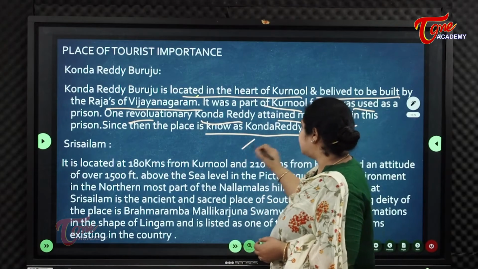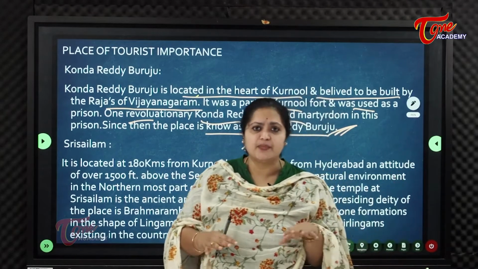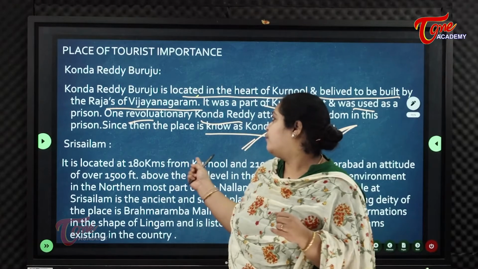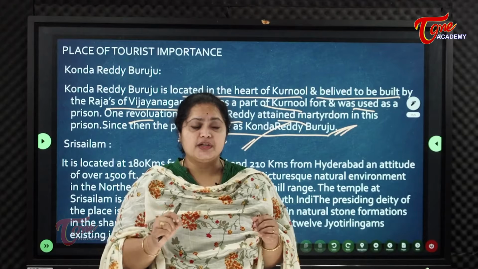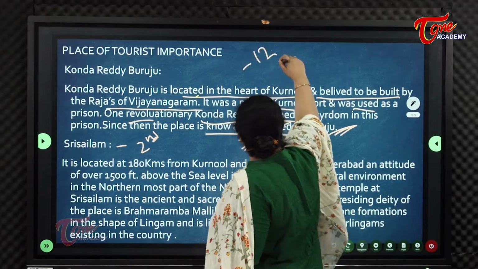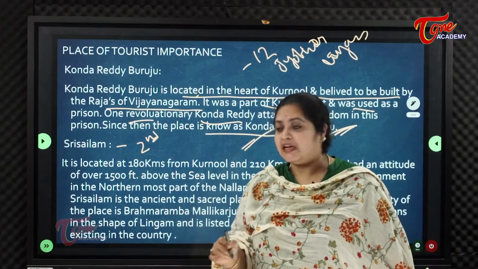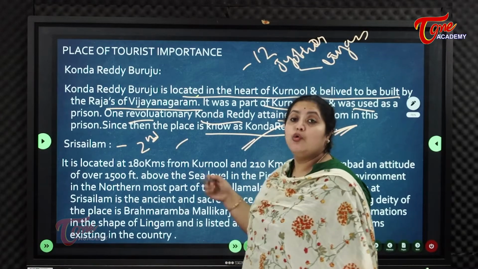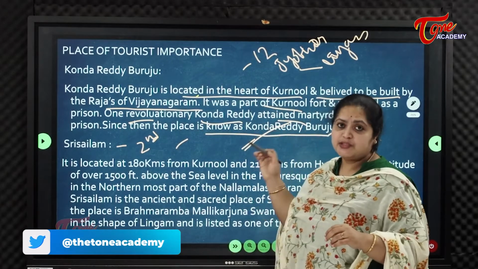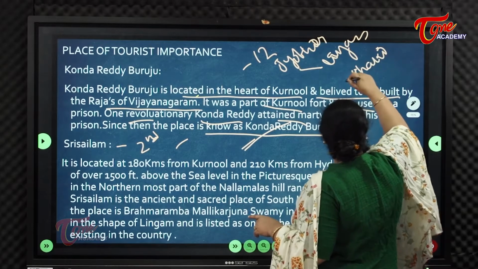Next one is the most famous religious place, Srisailam. It is not only famous in Andhra Pradesh, it is also one of the famous religious destinations all over India, because this is one of the 12 Jyotirlingas, which are dedicated to Bhagavan Shiva. This is the second Jyotirlinga. The Jyotirlingas are spread all over India, from north to south and east to west. So this is one of the famous Jyotirlingas. Apart from that, this is one of the 18 Shakti Pithas.